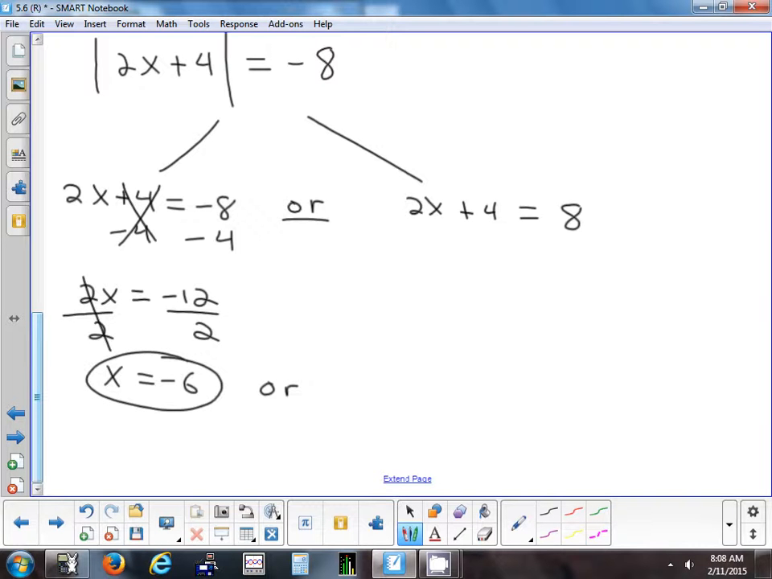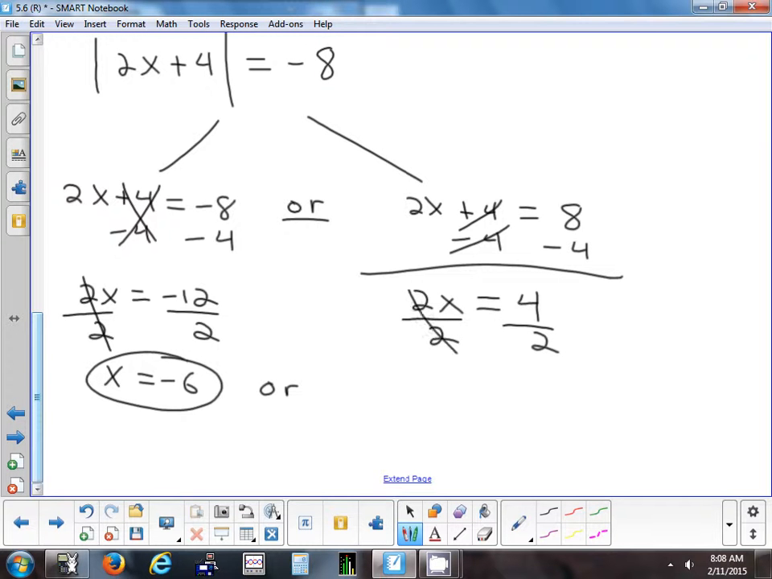Now we do the same steps to solve the equation on the right. We're going to subtract 4 from both sides and then divide by 2. Plus 4 minus 4 cancels out. We're left with 2x on the left. And 8 minus 4 gives me 4. And I'll finish up by dividing by 2 and dividing by 2. And 4 divided by 2 gives me 2.